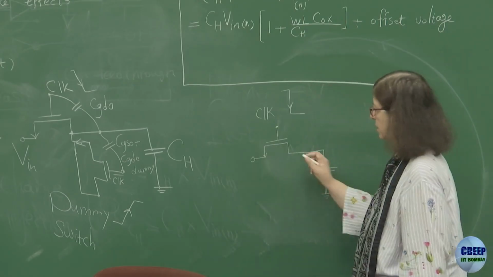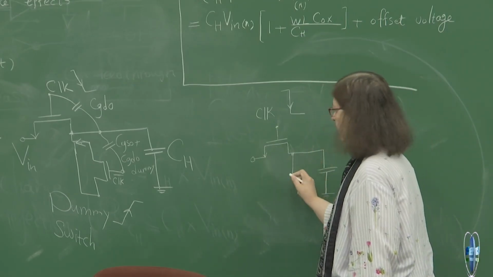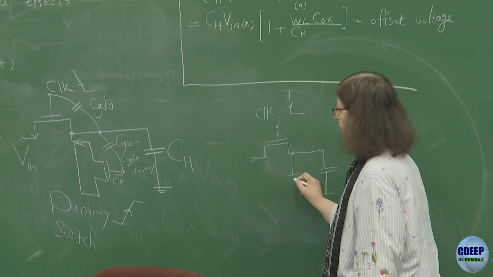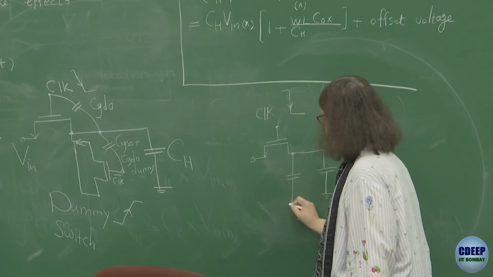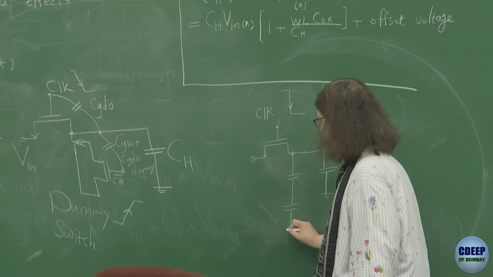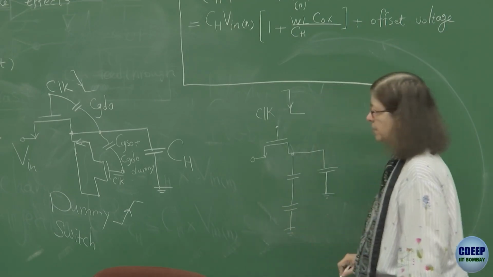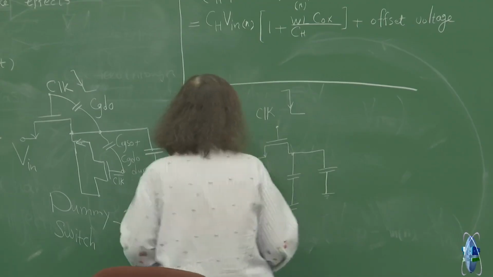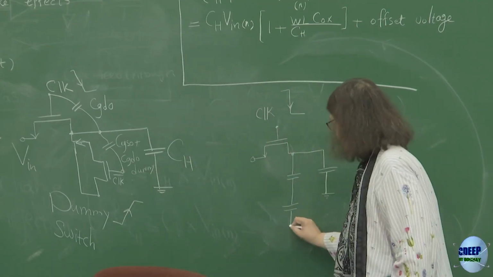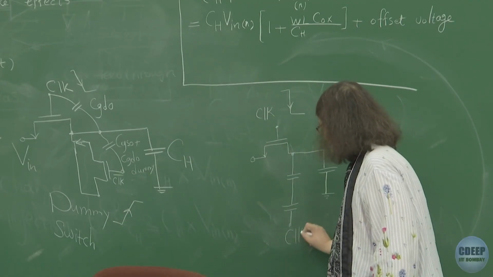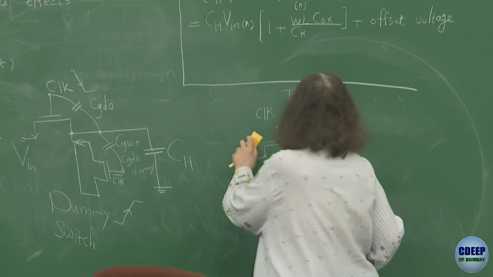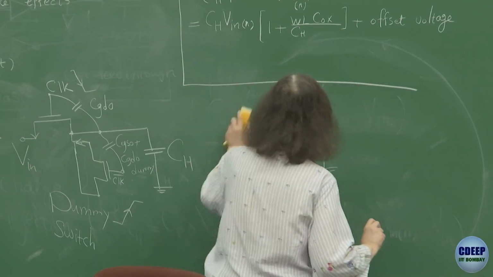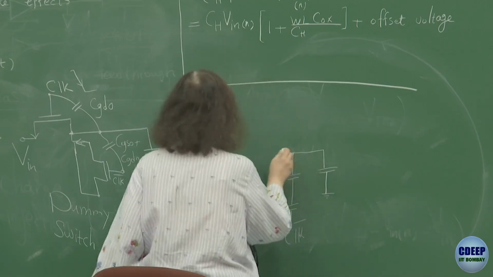So I'm just drawing the equivalent circuit. So it can be summarized something like that. Sorry, not here, it's not. It is clock bar. In fact, I can remove this transistor as well and just show clock.